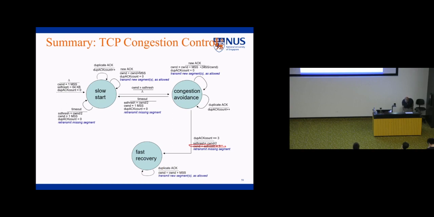And if I still keep getting duplicate acknowledgements, I know that packets are exiting, so I will still keep increasing my window by 1. But as soon as a new acknowledgement is received, I say, okay, done. I can go back to congestion avoidance, and I will set my congestion window to SS thresh, which was done here. So this is the value of the congestion window when the previous loss occurred.